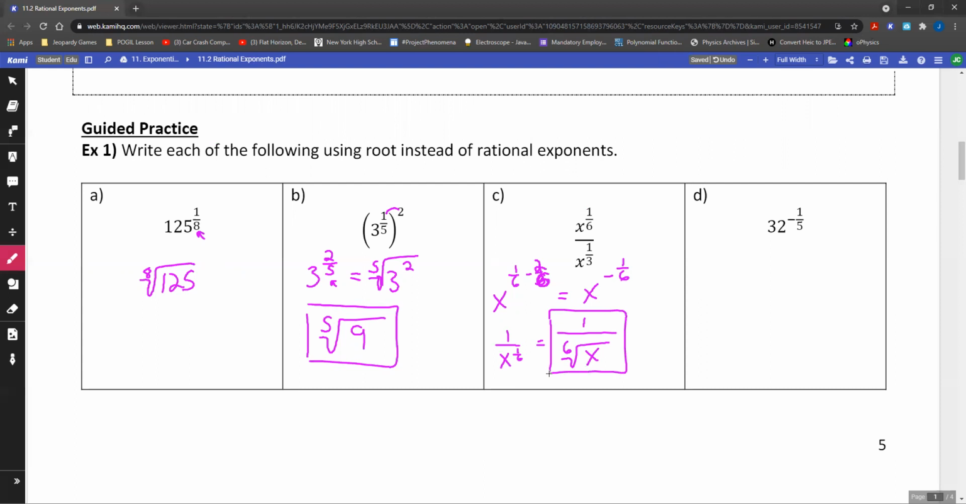And this last one, so I'm going to get rid of the negative first. So the negative means that the 32 is now in the denominator. Now that 1/5 becomes positive. And the 1/5 tells me that it's going to be a 5th root of 32. And that's pretty much it.